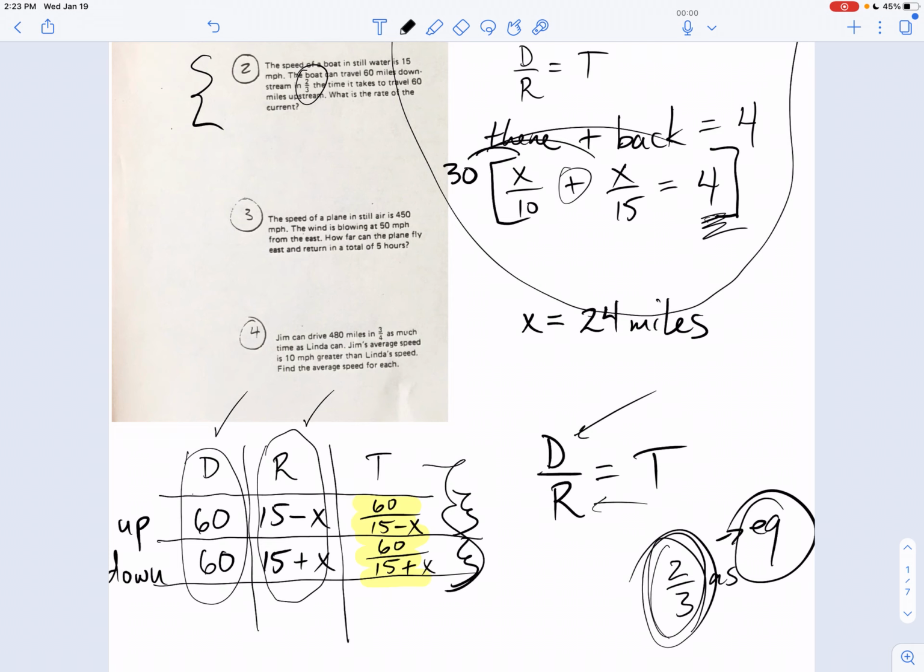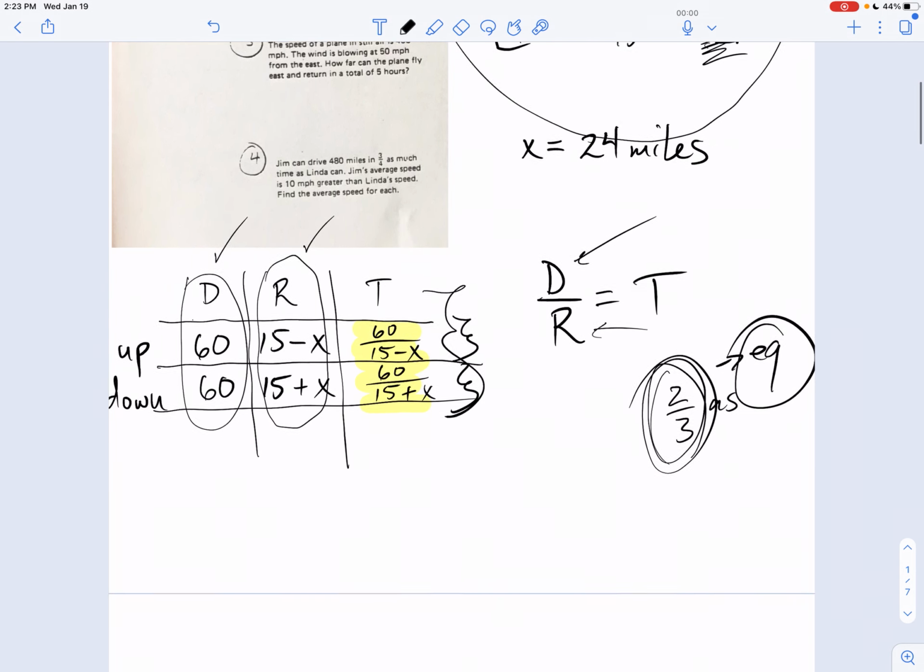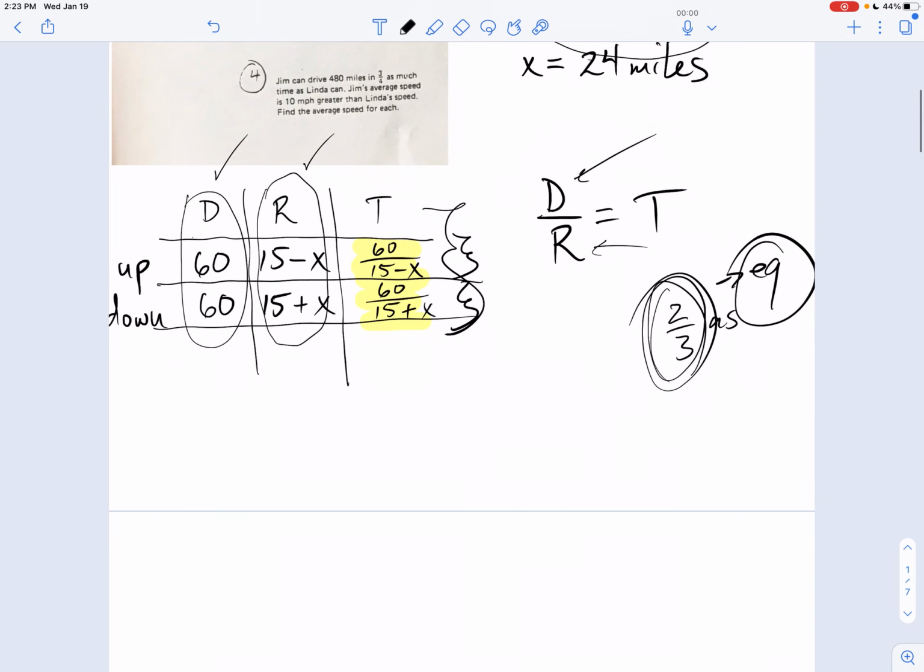The time it took to go downstream. Now, here's the way we're going to write this equation. This equation turns out to look like a proportion. Get used to that. Whenever they say something like 2/3 as much time, 1/2 the time, twice as much time, we are going to end up with a proportion.